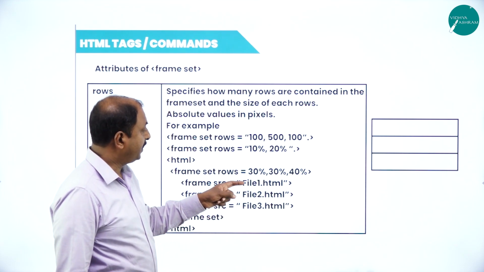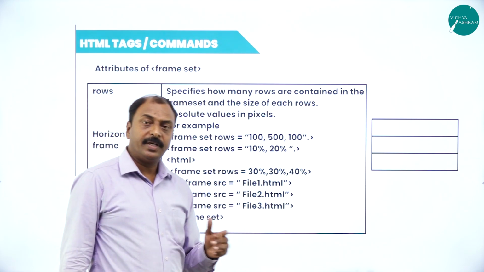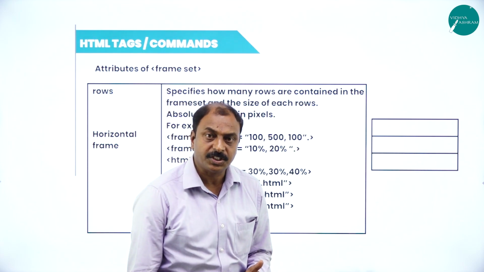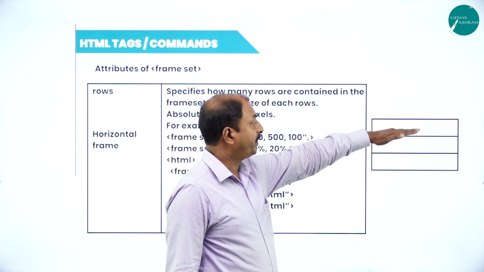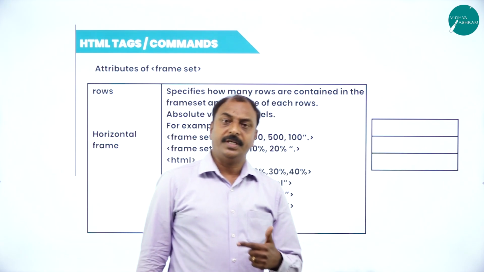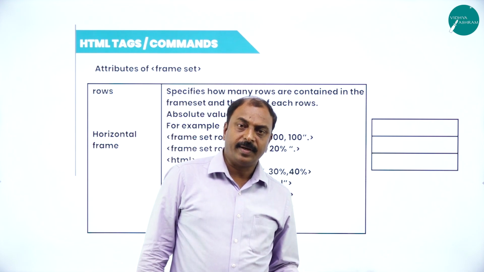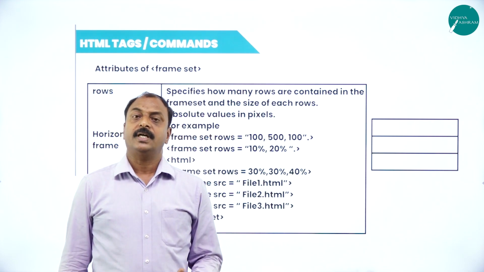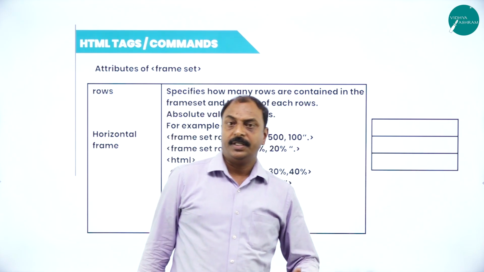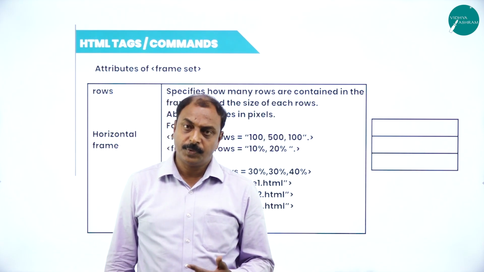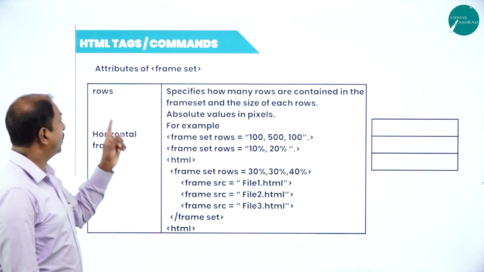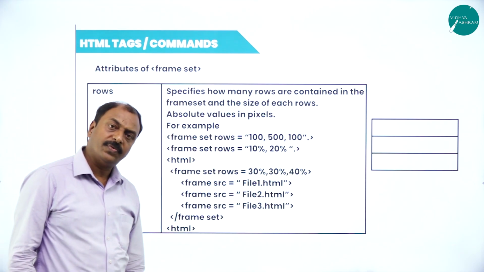So here again these three are independent programs. In these horizontal rows, there are three rows, three sections, each independent from the other. So the first frame loads one independent program, the second frame, second row, loads another independent program. Similarly, even the third row loads a third independent program. So this is how a frameset is divided into a number of rows or horizontal frames.